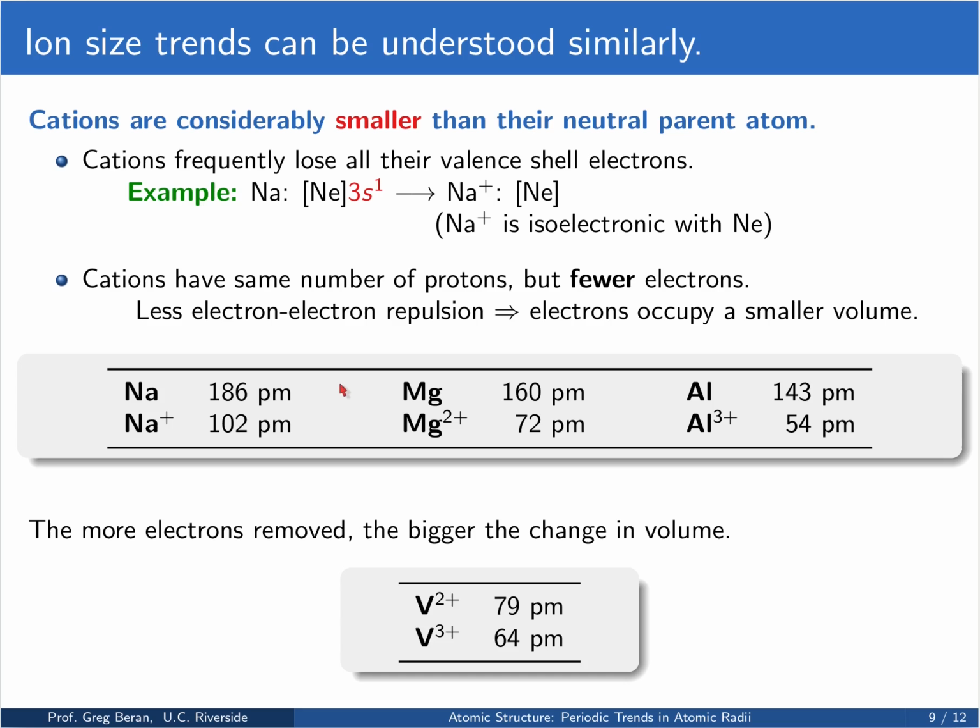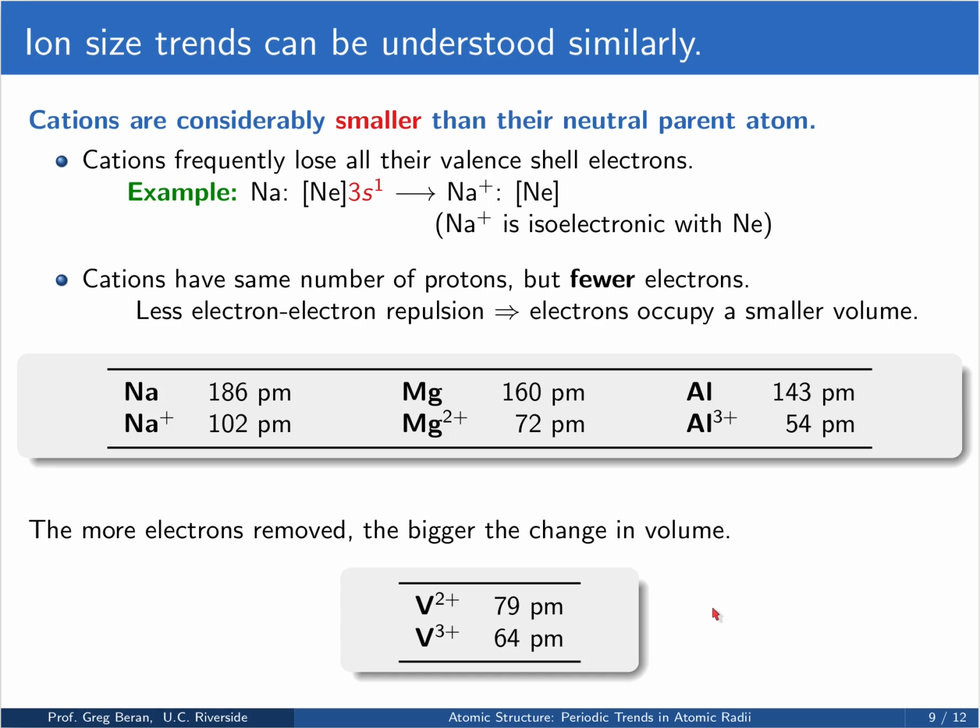Here are some examples to show you this effect. From sodium to sodium plus, we go from 186 picometers to 102 picometers. From magnesium to magnesium 2 plus, we drop from 160 to 72. So proportionally speaking, it's an even larger drop. For aluminum to aluminum 3 plus, losing all 3 valence electrons, we have a proportionally even larger decrease in size. So you can see that actually the more electrons removed, the bigger the change in volume.